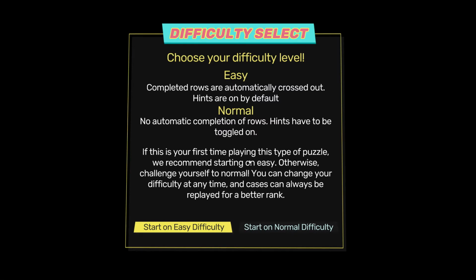Difficulty select. Choose your difficulty level. Easy. Complete rows are automatically crossed out. Hints are on by default. No. I didn't even read through the normal difficulty. We're not playing on easy. Several hours later.